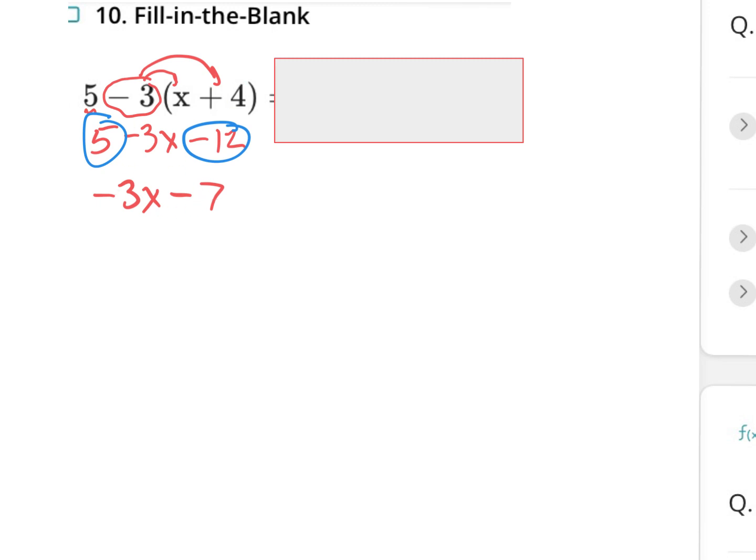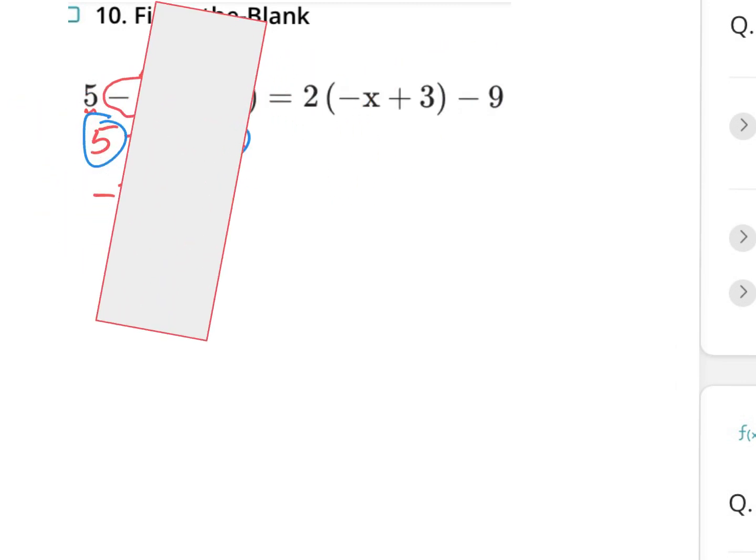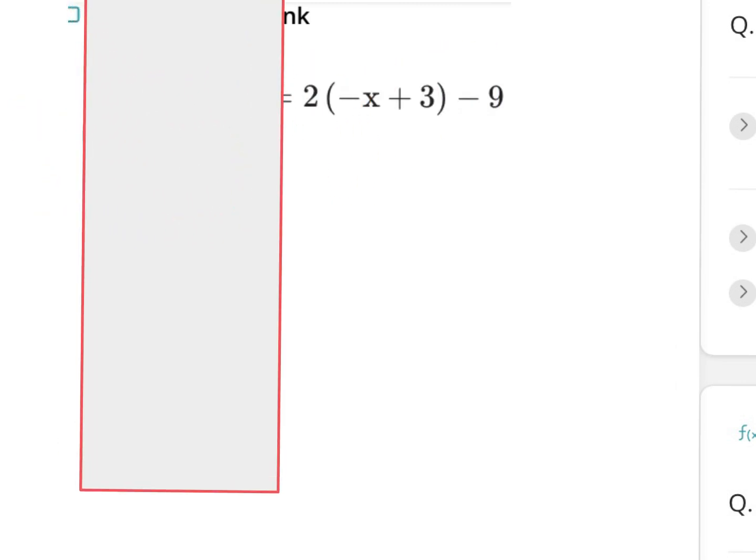Now let's simplify the right side. So I'm going to cover this up and just focus in on the right side right there. I am going to distribute 2 times negative x is negative 2x. And then 2 times 3 is positive 6. And then I'm going to bring down this minus 9.